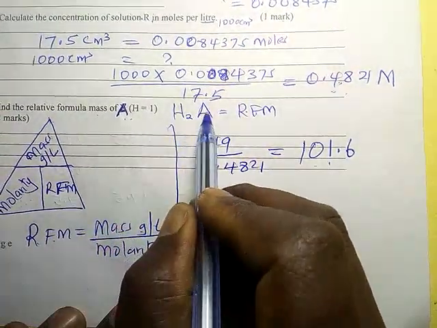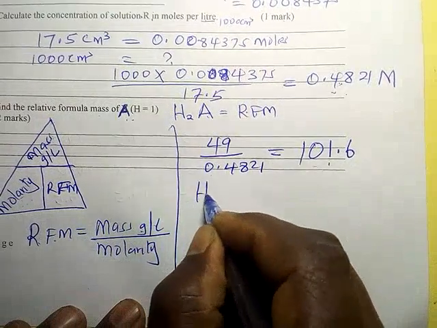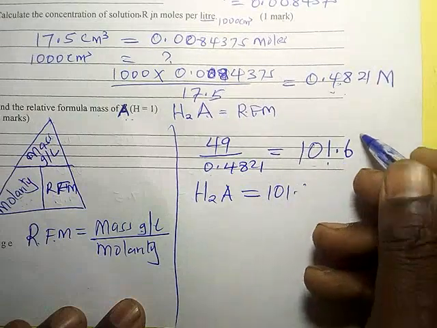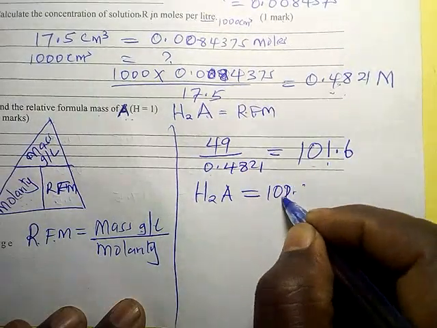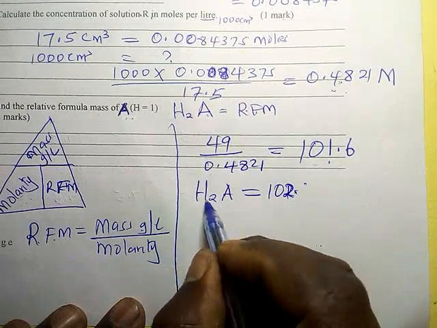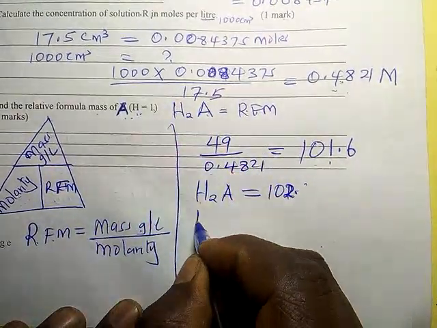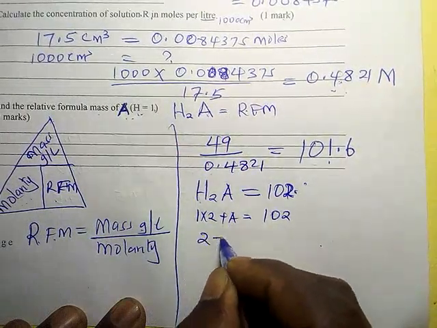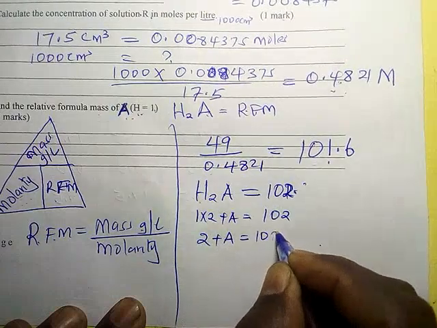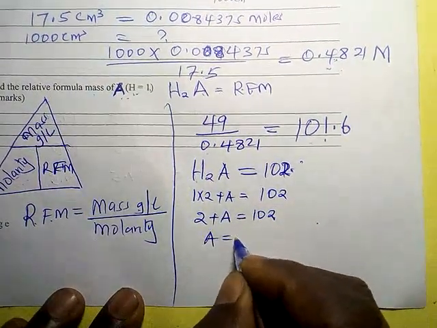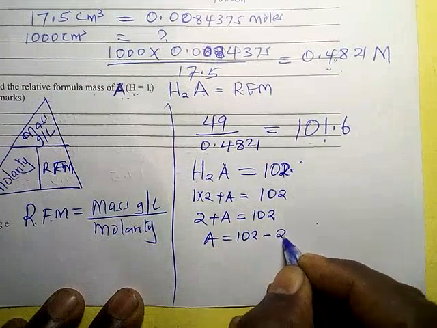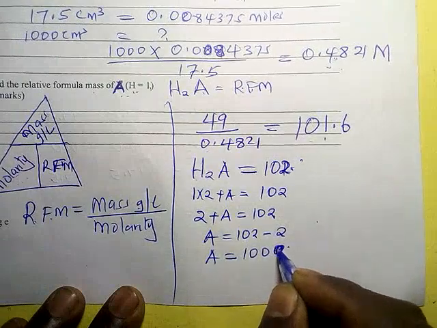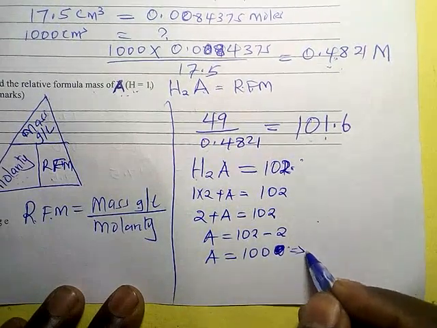Lakini tunataka kucalculate A. So inamaanisha H2A inatupea the total of 101.6. I can leave out the decimal point or you can round off to 102. Hydrogen umepewa 1. 1 hydrogen is 1. So 1 times 2 plus A itakupea 102. 2 plus A itakupea 102. Kwa hivyo A ni 102 minus 2. Kwa hivyo A ni 100. A ni nini? Ni 100.